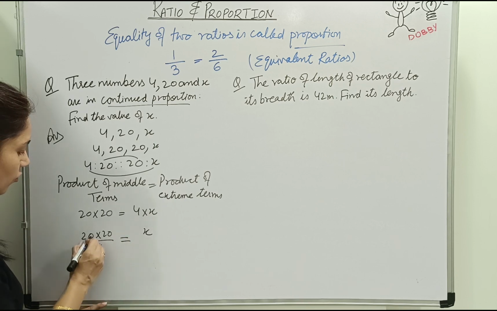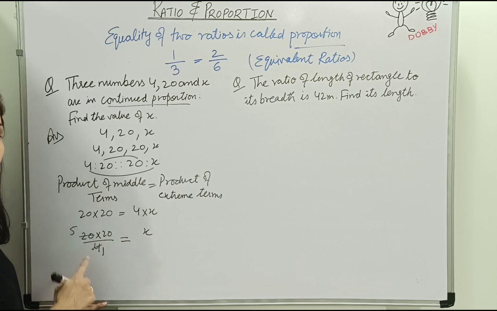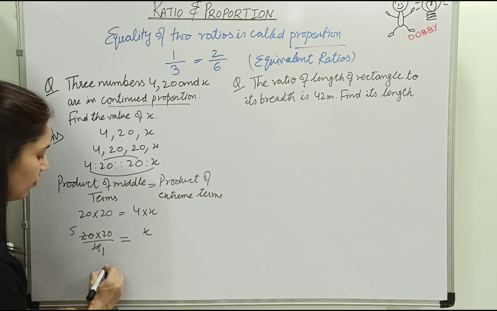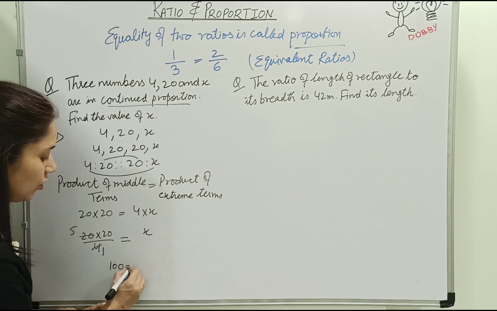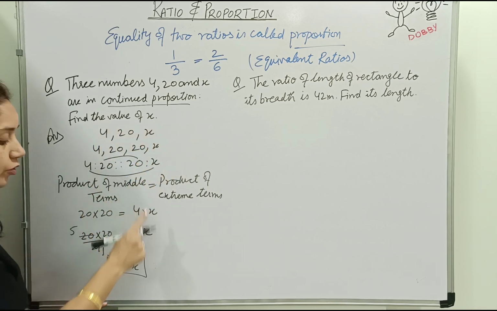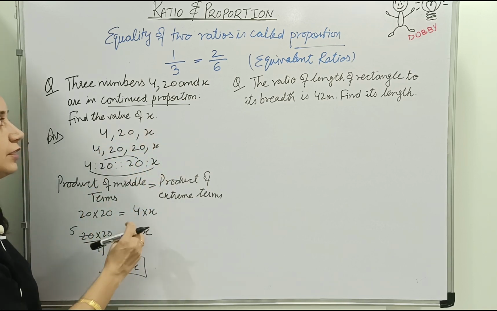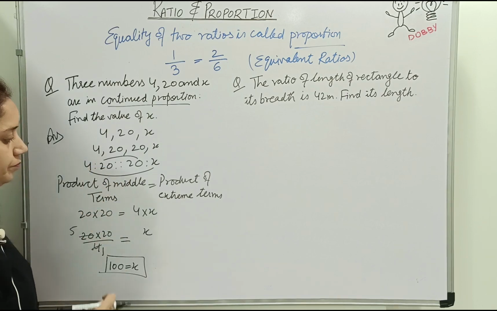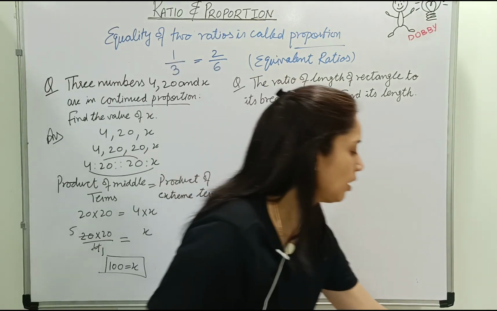Cuttings. 4 ones are 4, 4 fives are 20. So numerator left 5 multiplied by 20, which is 5 twos are 10 and 1 zero at the back. So value of x we got is 100. This way, if three pieces of information are given, you can find the fourth one easily in case of continued proportion. Let us see the next question now.